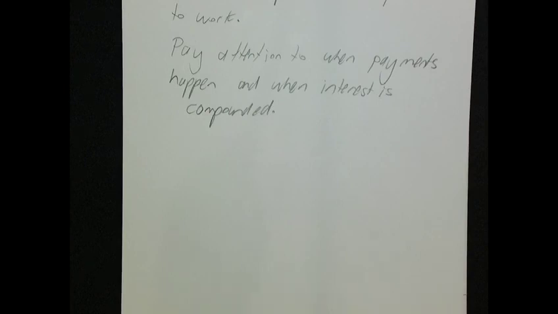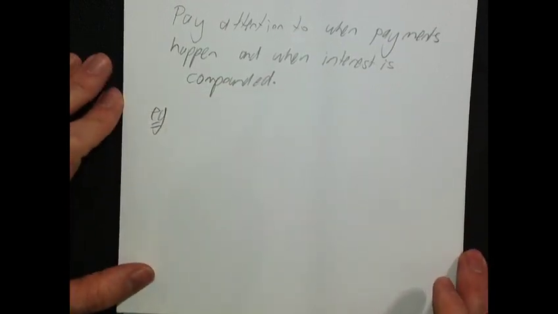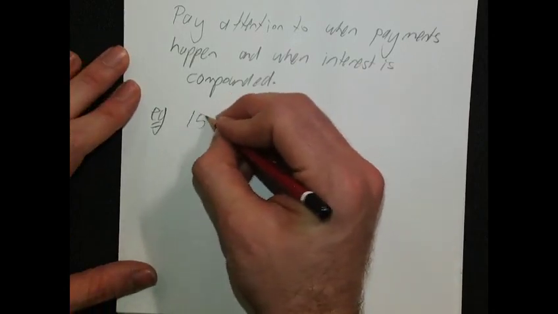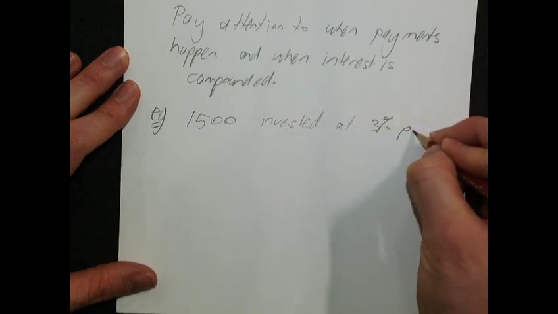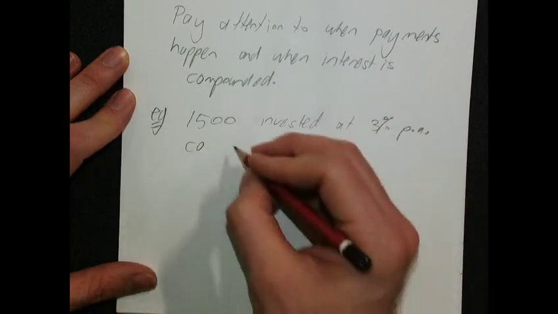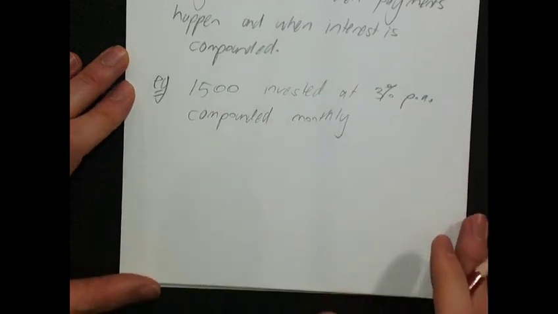Okay. I'm sorry, I don't understand quite enough to be able to make a difference to that question. In general, you will have to divide. So if it says something like $1,500 invested at 3% per annum compounded monthly, then the key is to focus on when the interest is compounded. It's compounded monthly, so I'm going to need to divide by 12 to get it into a monthly rate, because it's currently yearly.